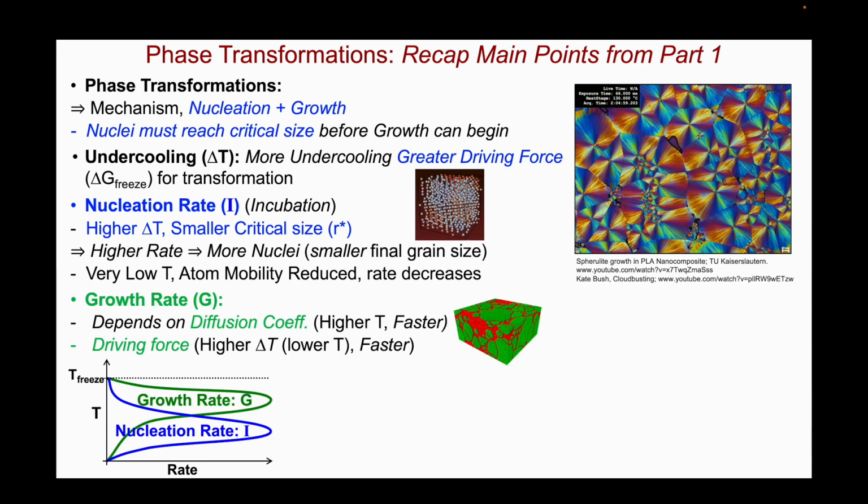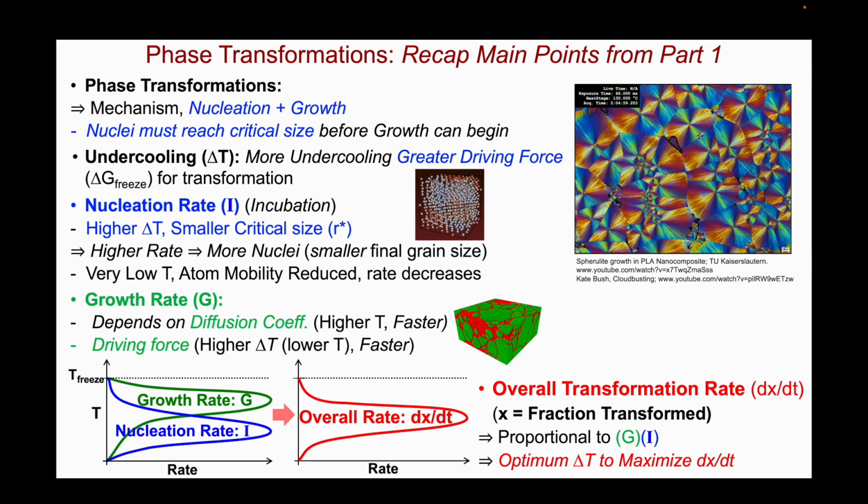The rate of growth also depends on the undercooling. Now, growth is a diffusion process, and while the diffusion coefficient always favors faster growth at higher temperatures, i.e. a lower delta T, the driving force for growth shows an inverse effect and favors increased growth at lower temperatures. Combined, these two effects also lead to an optimum undercooling to maximize the growth rate. The maximum for the growth rate always lies at a higher undercooling compared to the nucleation rate.